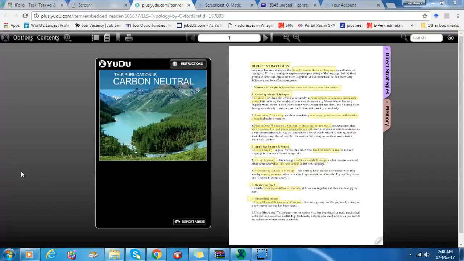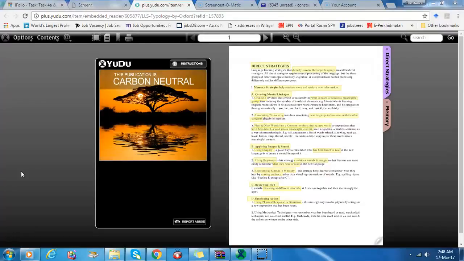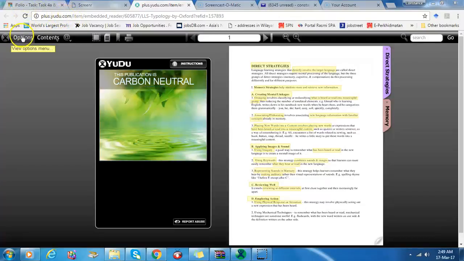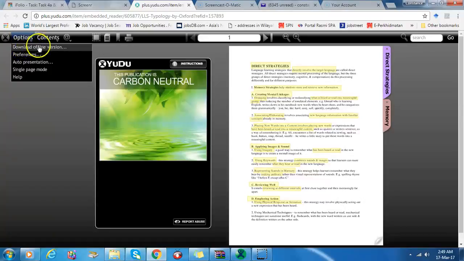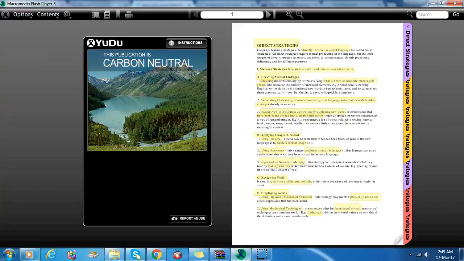Today I will be presenting on the techniques that can be used to understand Oxford's language learning strategies. As you can see, I'm using udo.com. When you bring your cursor towards the option menu, you can see the download offline version. When you click that, you will get a similar screen as this.